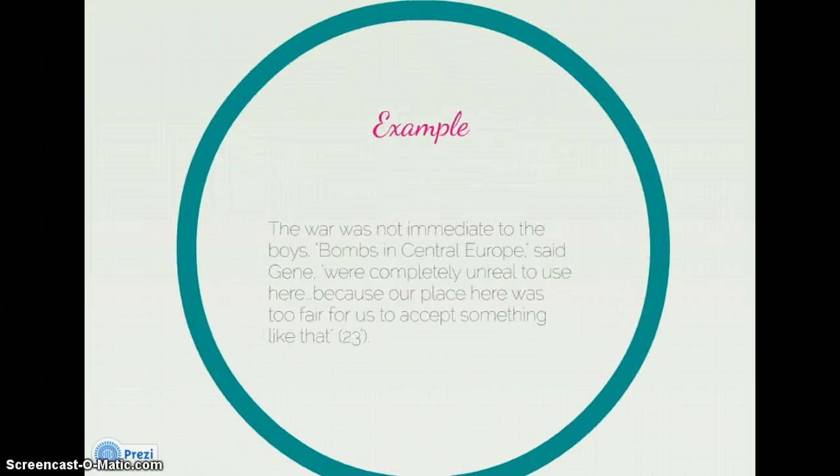For example: the war was not immediate to the boys. "Bombs in Central Europe," said Jean, "were completely unreal to us here because our place was too fair for us to accept something like that." So it's all talking about the same book. So you're going to just use the page number here, and notice the punctuation afterwards. They have introduced the quote by giving a little bit of context, and then they've given the source of the quote in the middle as well. So it's embedded because there's a comma and it gives some information about who said it.